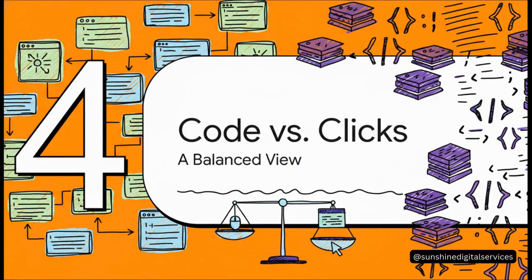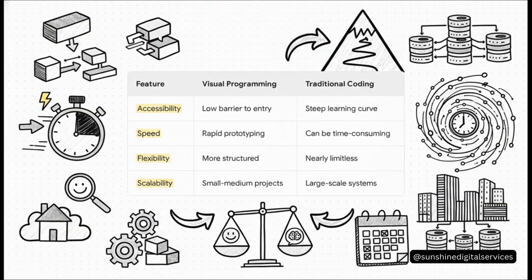I mean, this all seems pretty amazing, right? It feels like magic. But it's really important to have a balanced view here. Visual tools are incredibly powerful, for sure, but they aren't meant to be a complete replacement for traditional coding. They each have their own strengths and their own weaknesses. At the end of the day, it's all about understanding the trade-offs. If you look at this comparison, visual tools are clear winners when it comes to accessibility and speed. They are fantastic for just getting started, for testing out ideas really quickly. But traditional coding gives you almost limitless flexibility and the kind of scalability you need for massive, super complex systems. It's not about which one is better, it's about which one is the right tool for the job you're trying to do.